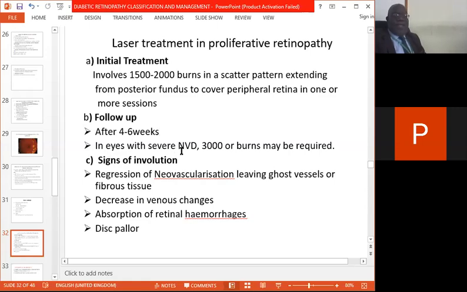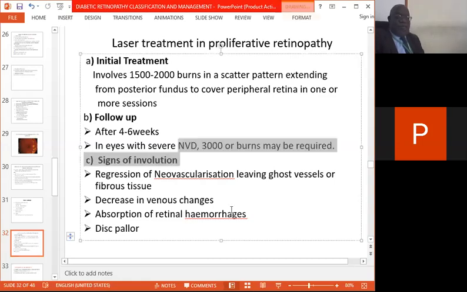In eyes with severe NVD, new neovascularization, new vessels on the disc, 3,000 burns may be required, to involute for those vessels to disappear. So you're not going to do this in one session. You may do maybe 1,000, round. Maybe after some time, you will look at the patient again, you find some vessels are shrinking, come again, you do like that. 3,000 burns at a go is a lot.